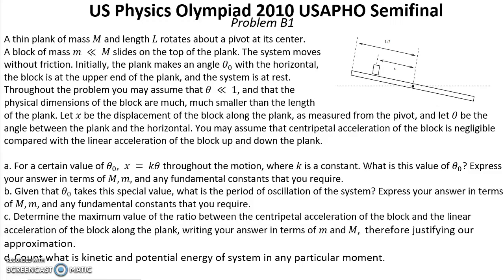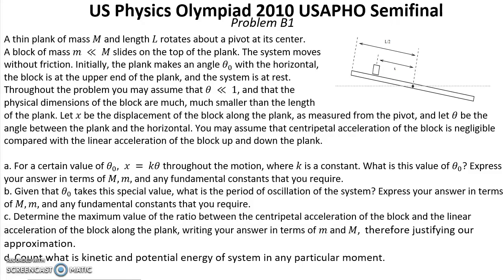Initially, the plank makes an angle θ0 with the horizontal. The block is at the upper end of the plank, and the system is at rest. Throughout the problem, you may assume that θ is much less than 1, and that the physical dimensions of the block are much smaller than the length of the plank.